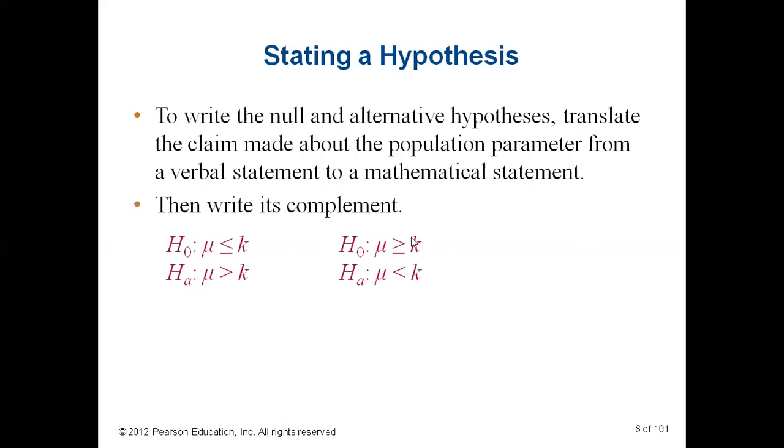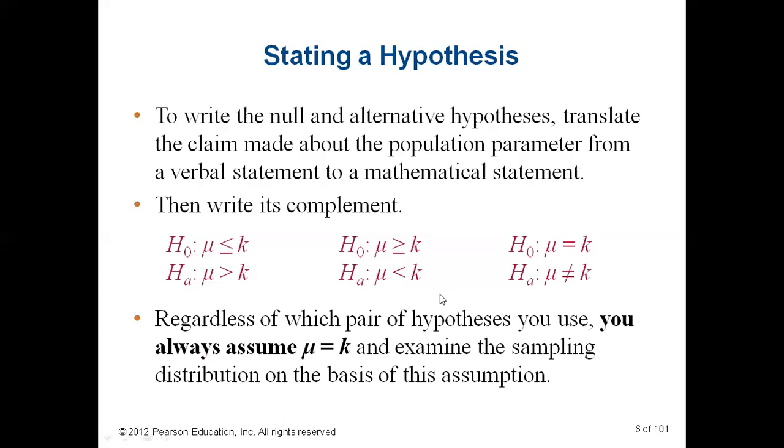If the null hypothesis is mu is greater than or equal to k, the alternative hypothesis will be the complement of this, which is mu is less than k. If the null hypothesis is mu equal to k, then the alternative hypothesis will be mu not equal to k. It means it contains all the elements which are not common with the null hypothesis statement. Regardless of which pair of hypotheses you use, you always assume mu equal to k and examine the sampling distribution on the basis of this assumption.